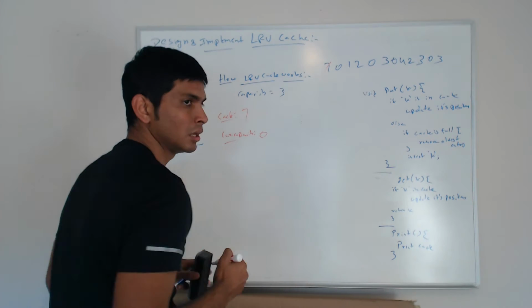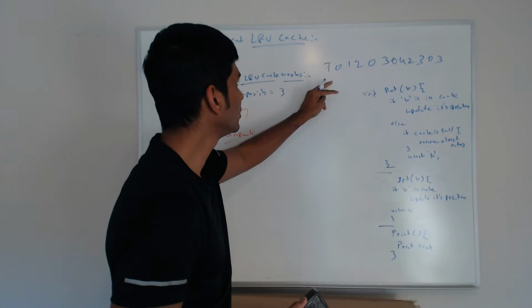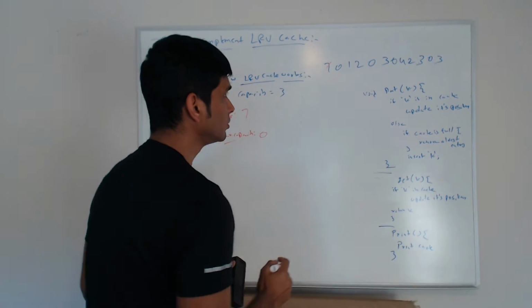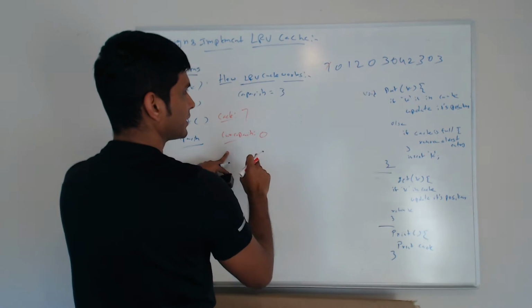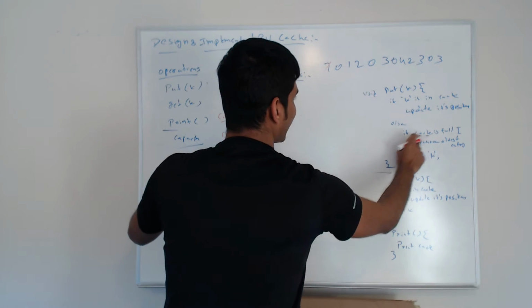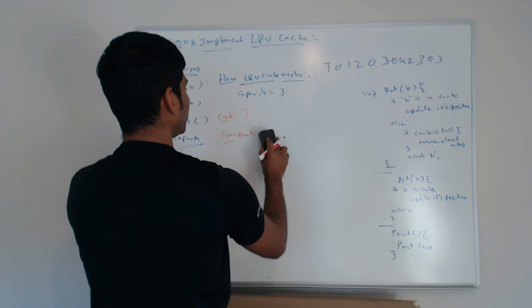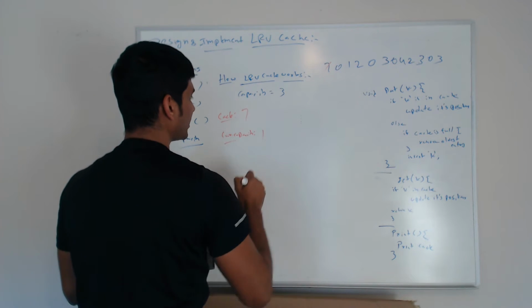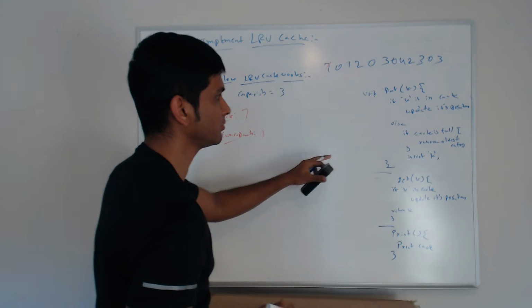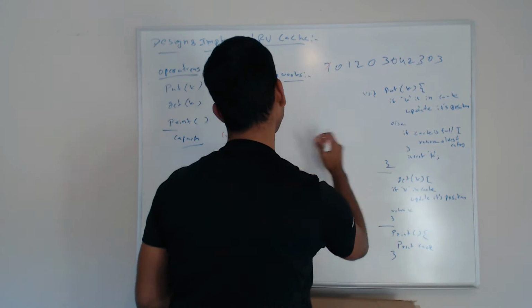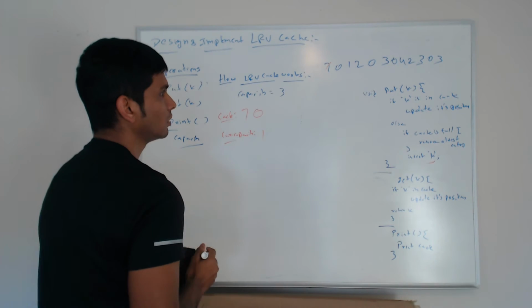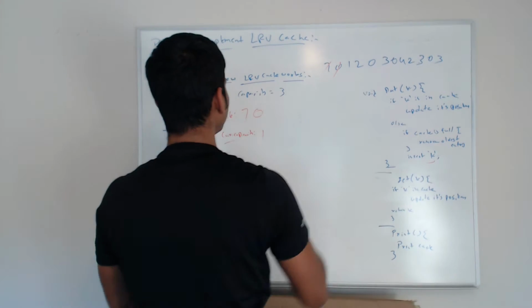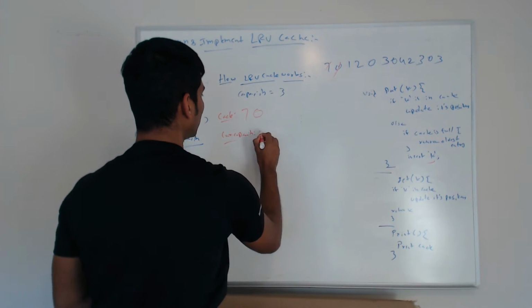Now 7 is done. Then next we call put on 0. We check, is 0 in cache? No. Then next we check if the cache is full. No. Sorry, initially when we inserted 7, the capacity of the cache became 1. Is the cache full? No. Then we just insert 0. Now 0 is done. We update the capacity of the cache to 2.